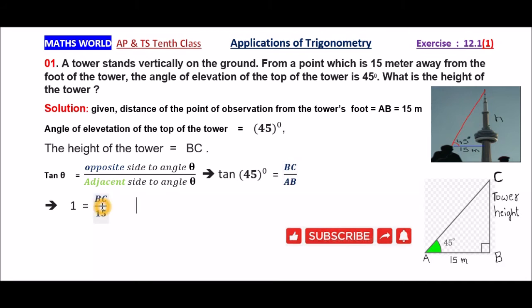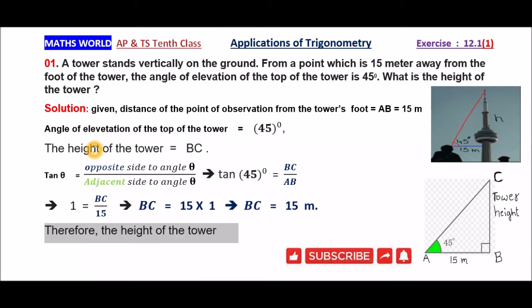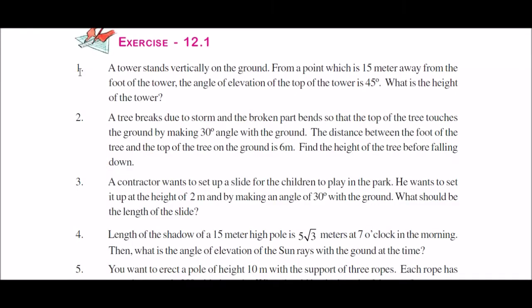I want the value of BC. It is divided by 15; if I send this 15 to the other side, it becomes multiplication. So BC is equal to 1 into 15, 15 into 1. That implies BC is equal to 15 meters. So the height of the tower is BC, equal to 15 meters. This is the answer. The first problem is completed.